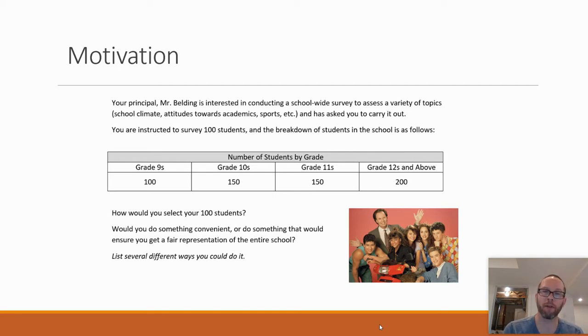Something to think about, and hopefully you thought of this, is in your 100 students, you definitely would want to survey more grade 12s and fewer grade 9s, because of the school's population, which is 600 people, a sixth of them are grade 9s and a third of them are grade 12s. So it'd be a little unfair to have a quarter of the survey be grade 9s when there's only a sixth of them in the school, right? So we need to discuss certain methods and techniques to survey situations like this, and we'll get at that today.